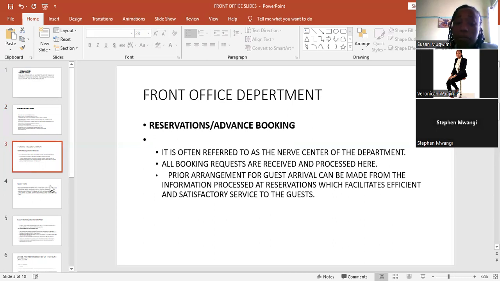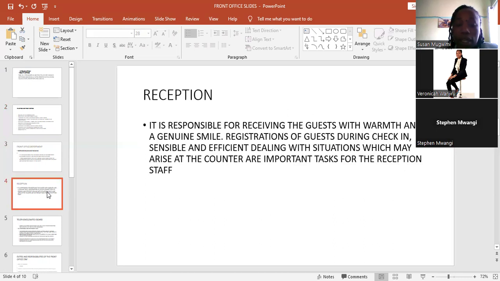Then he or she takes down all the details of the guests. Another area that we have in the front office department is the reception. These are the people who receive the guests in a warm way. They make sure that the guest is welcomed well with a good smile. Also, they do the check-in procedure and the check-out procedure, except on the part of billing, where the accountant or even the cashier does that work.